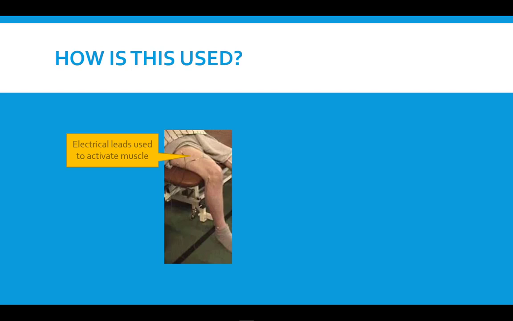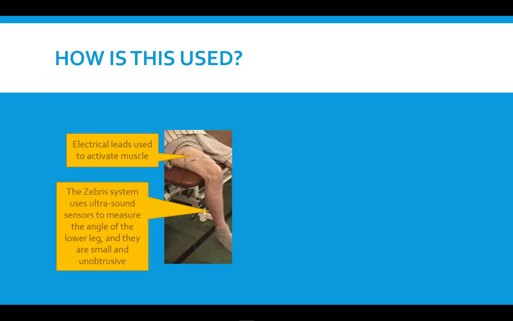The electrical leads are used to activate the muscle, so they're just taped to the top of the thigh. And then the Zebra system uses ultrasound sensors to measure the angle of the lower leg. Ultrasound sensors are often non-contact and are non-obtrusive, so they can be hard to see.